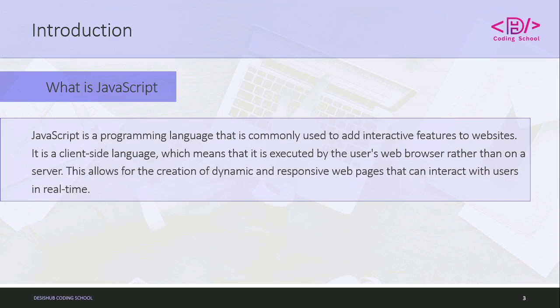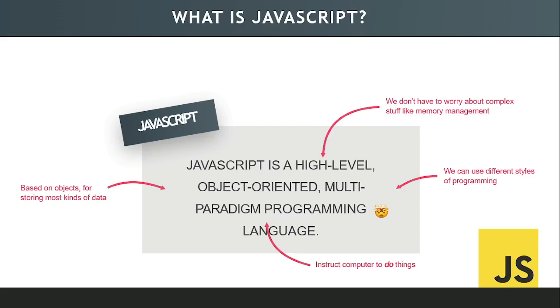It is a client-side language, which means that it is executed by the user's browser rather than on the server. So this allows for the creation of dynamic and responsive web pages that can interact with users in real time. In brief, you can define JavaScript as a high-level, object-oriented, multi-paradigm programming language. High-level means that we don't have to think about memory management, how much memory a variable is taking or occupying. The language simplifies that whole complexity of memory management, and that's why we call it a high-level language.